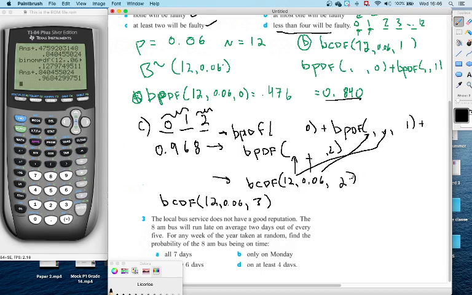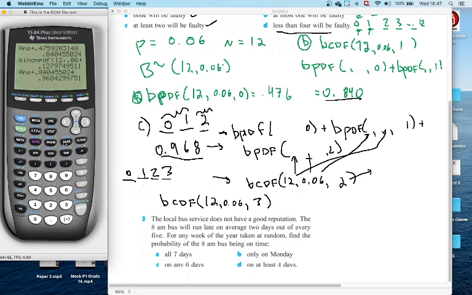Or once again, I can take my PDF and add on the last one, because we've already found 0, we've already found 1, we've already found 2, and now we just have to add 3 onto there, okay? But let's see what happens. We should get a higher number than 0.968, shouldn't we? Because we're going to add another probability of having 3 faulty on. All right, so let's just start using our CDF and see if that's true.